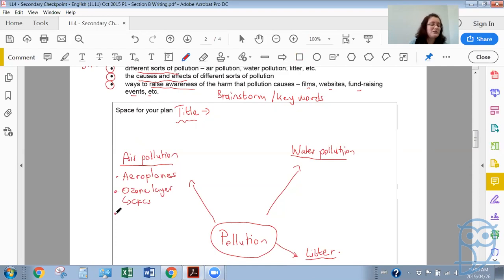What else do I know about in terms of air pollution? Well, what about factories or industry? Call it industry. Things like smoke or smog, when smoke sort of lies over an area and covers it. So as far as air pollution is concerned, here are some ideas I can explore.